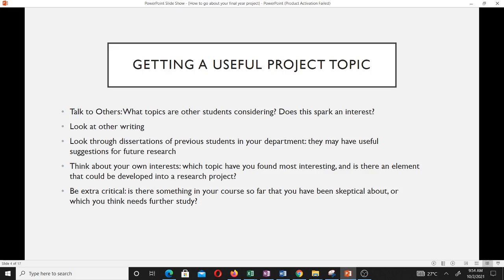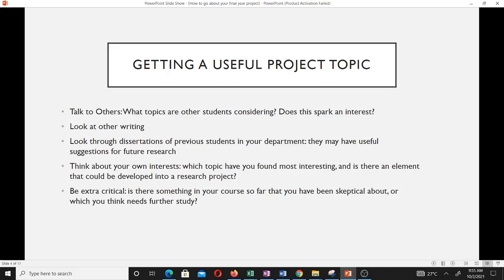The first thing is that you have to get a project topic. Because if you don't have a project topic, what are you going to work on? So now let's go through how you can get a useful project topic. If you don't have a topic, you can't even start. You wouldn't know what you want to do. So the most important thing is getting a topic. So how can you get a topic?